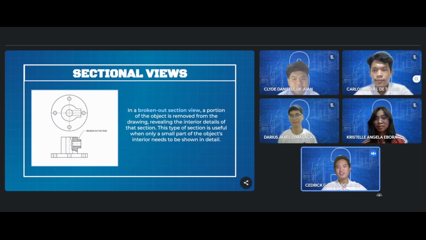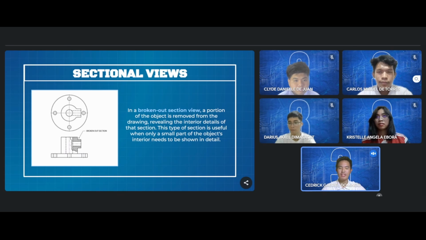So, a broken out section view is indeed a common technique used in technical drawings and engineering illustrations to represent fine internal details of an object when only a small portion of its interior needs to be highlighted. So, this method is especially helpful when a full sectional view of the object might obscure other important details or make the drawing too complex.